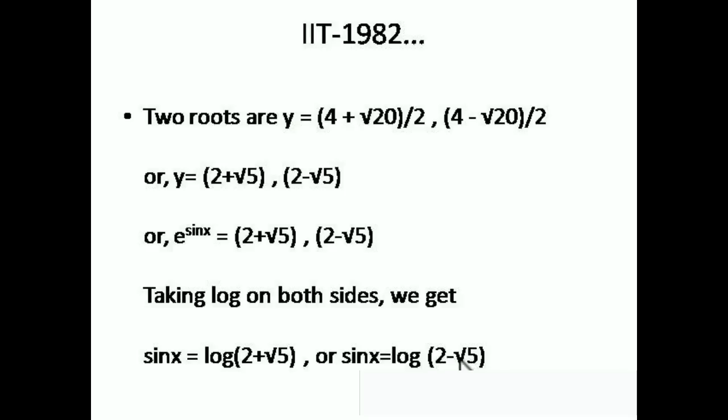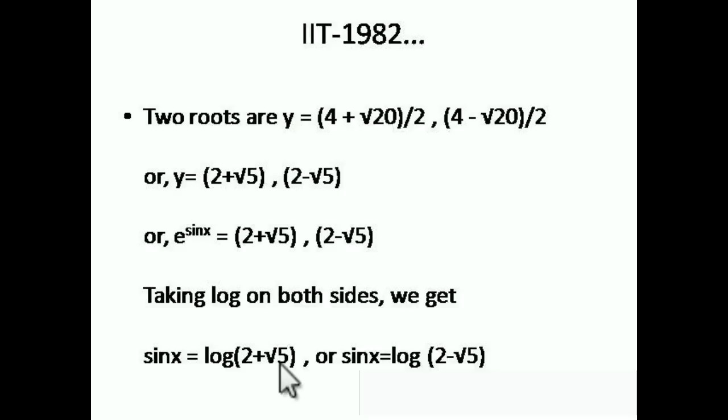Now see friends, here is log of 2 minus root 5. Root 4 is 2, but root 5 is greater than 2, so this whole value 2 minus root 5 becomes negative. Log of a negative number is not possible, so this solution is cancelled. Again, here it is 2 plus root 5. Root 5 is greater than 2, so this whole thing comes out as greater than 4.